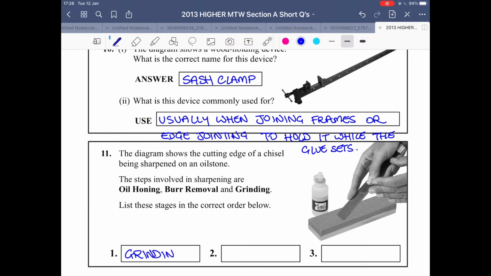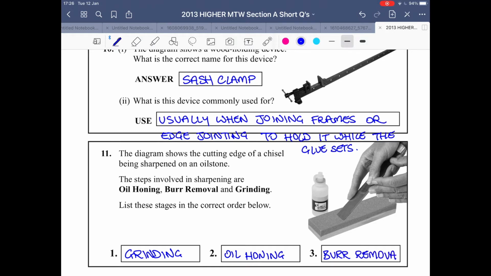Okay, so the order is grinding, then oil honing, which is actually the sharpening bit, and then burr removal. Now, what does grinding do? Grinding takes off the top layer of the chisel. So if you have a damaged chisel, or there's a notch or a little bit of damage at the top of the chisel, you will grind it in order to bring it down, or to take that damage off it.